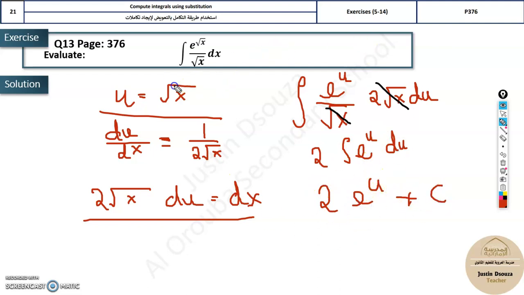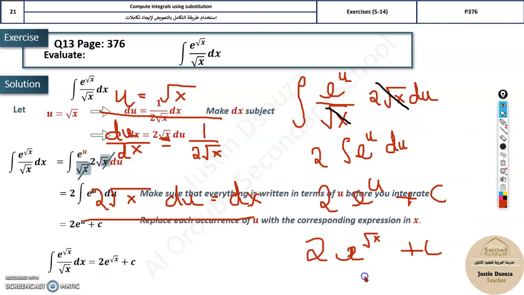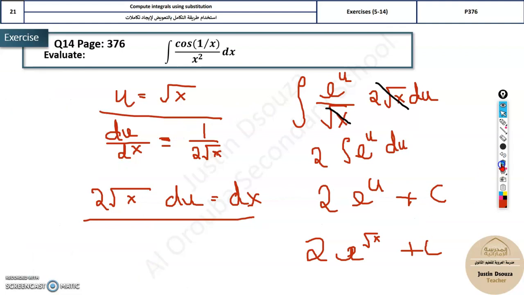This is not over. Don't forget we had taken root x as u, for simplification, so it was simpler to solve. Now put it back: e^root x plus c. So this is the actual final answer: 2e^root x plus c. This e^u is correct, but remember we had substituted root x as u, so substitute back. That is the final answer.